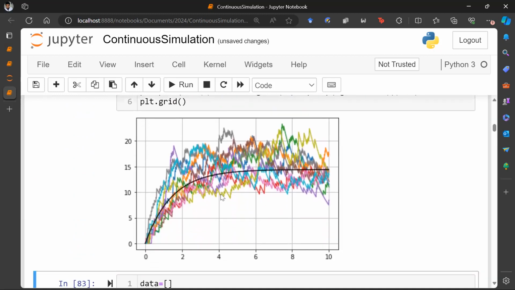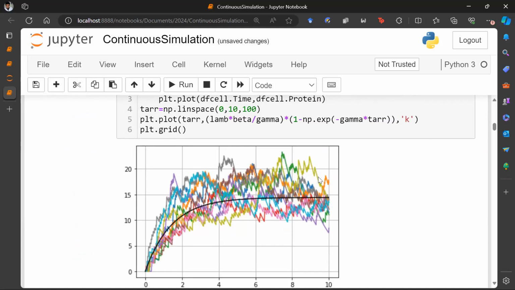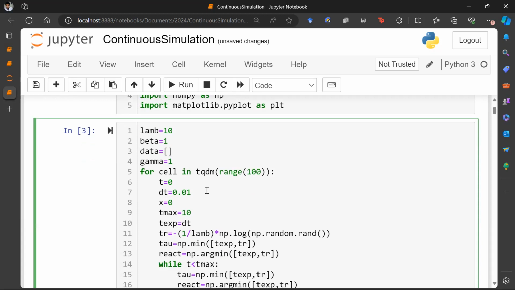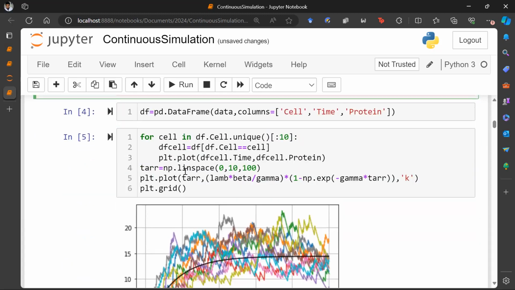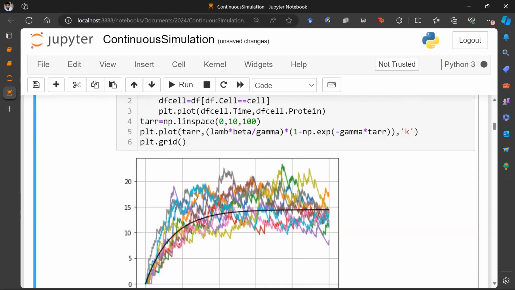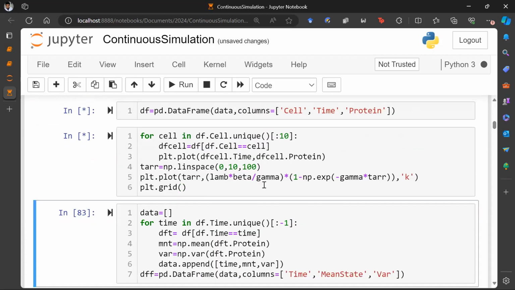You're going to get something like this. So you can see here the production and the degradation of the system. And again, the steady state is going to be lambda over gamma. Lambda here was 10 and gamma was logarithm of 2, but I can make this 1 if you want. And my state is going to be 10. But in this case, because gamma is different than 1, I'm going to get another steady state.